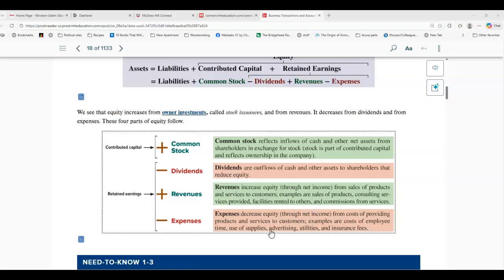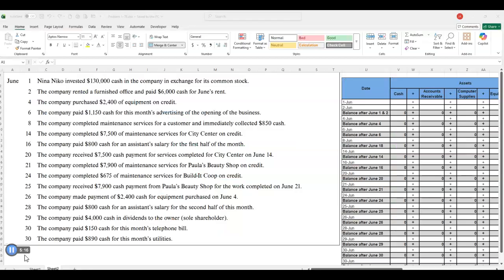So let's look at a problem and see if we can make sense of this. Here's a quick, well, it's not a quick problem. Here's a problem involving recording transactions in the way we've done it here in the very first chapter.